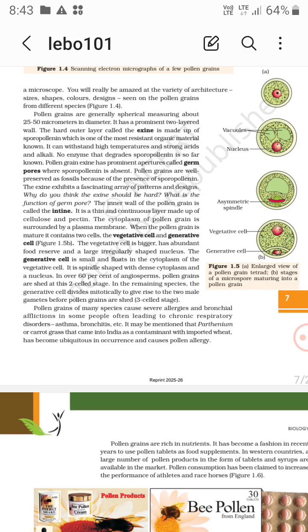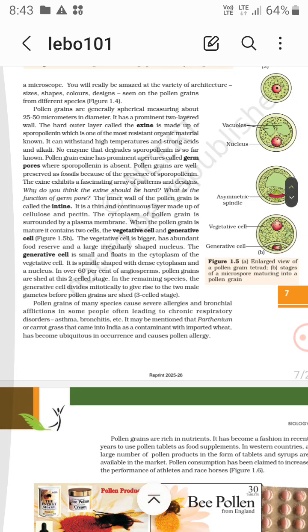The generative cell is small and floats in the cytoplasm of the vegetative cell, right? It is spindle shaped with dense cytoplasm and nucleus.